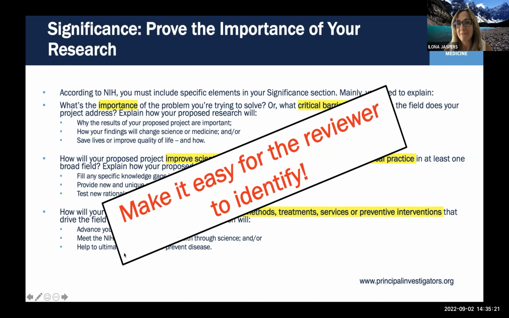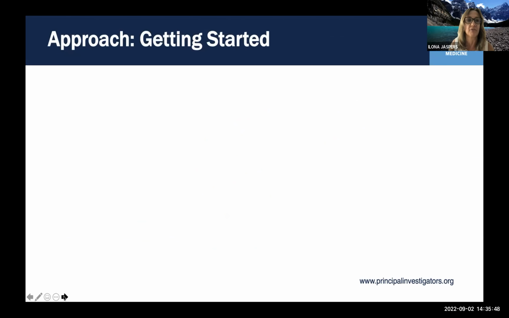Again, make it easy for me to identify what the significance is. I cannot stress that enough. I want to find what this grant can actually do, what kind of importance, what kind of critical barriers, what kind of new paradigms, what kind of new treatments, new preventive interventions can be done. Show me where it is, spell it out. I cannot stress that enough here.